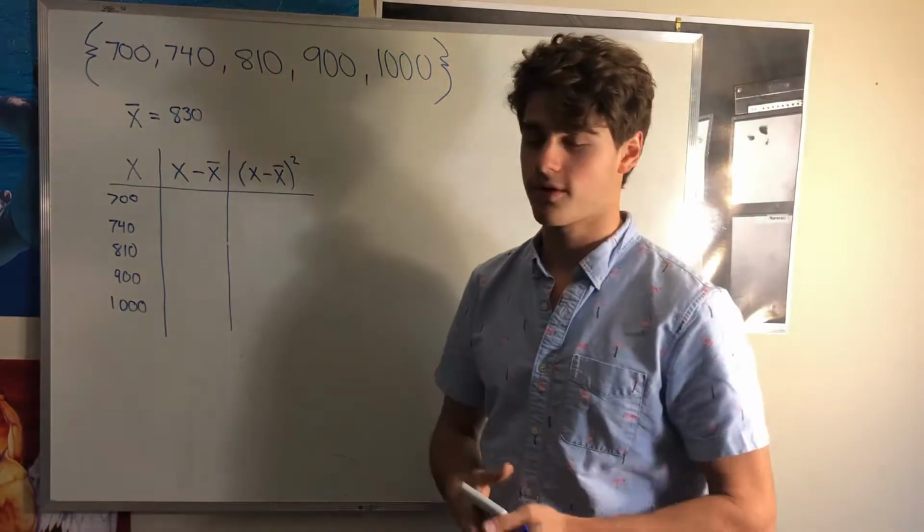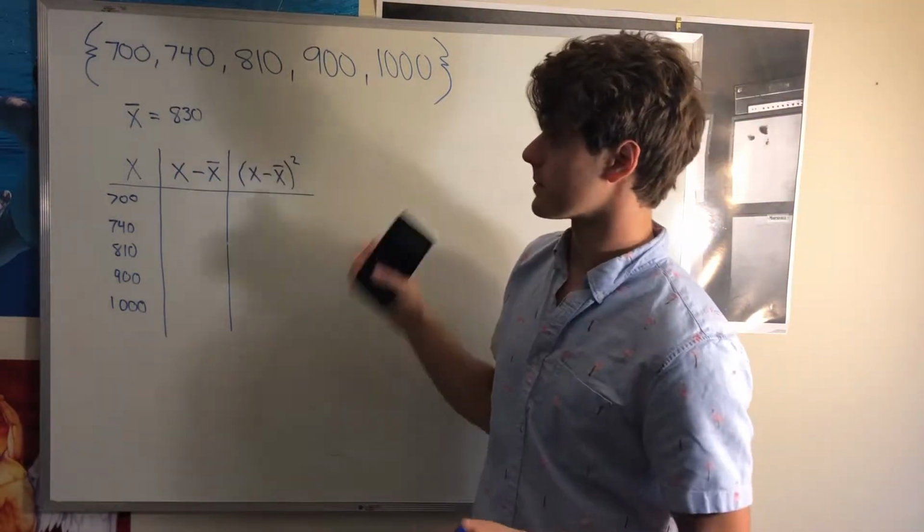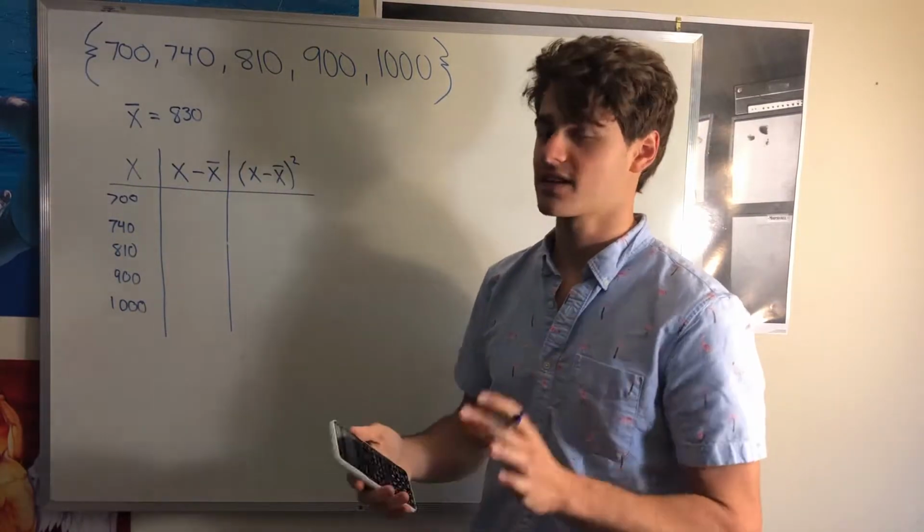So the first step in order to find the standard deviation is you've got to find the mean, okay? So you add up all these numbers, divide it by 5 because there are 5 numbers here, and you get 830, okay? That's the first step.